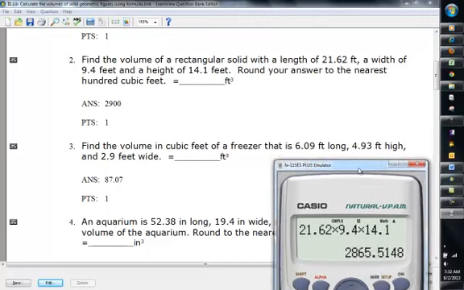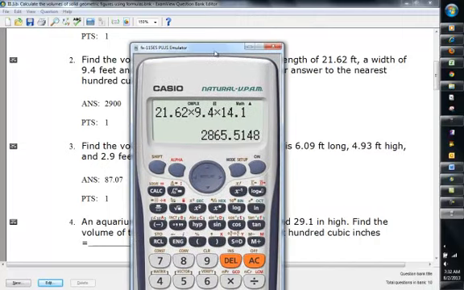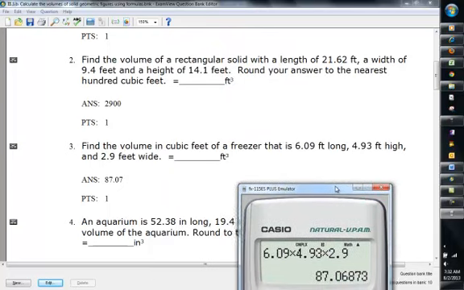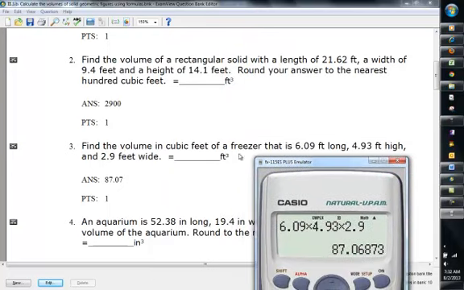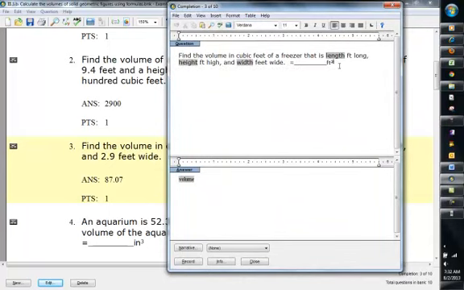Find the volume of a freezer, 6 feet 9 inches, or I'm sorry, 6.09 by 4.93 by 2.9, and we get 87.07. Round. Doesn't say to round. I think I'm going to change that so it does. Round to 2 decimal places.